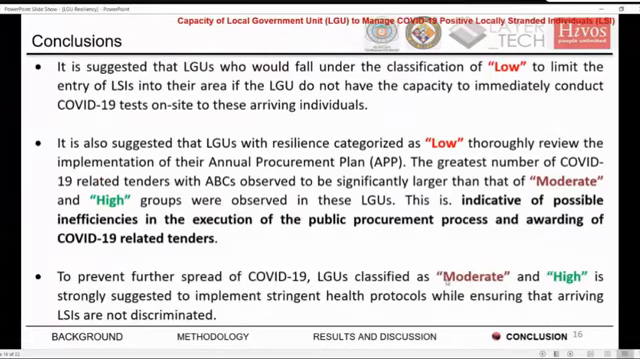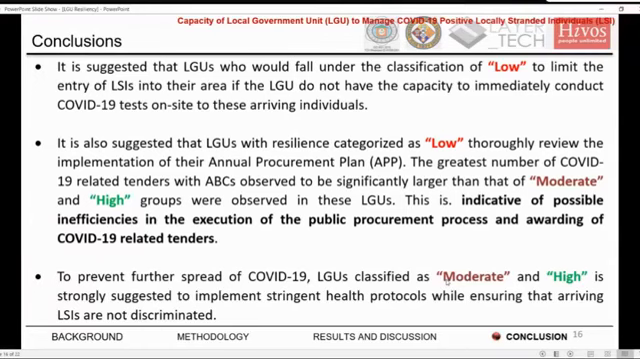So, in conclusion to this, it is suggested that LGUs which fall under the low classification limit the entry of LSIs if they do not have the capacity to immediately conduct COVID-19 tests on site for these arriving individuals. It's also suggested that the same classification thoroughly review the implementation of their APP, because we have also found out that the low group has been reported to have higher ABCs related to COVID-19 than the moderate and high groups.